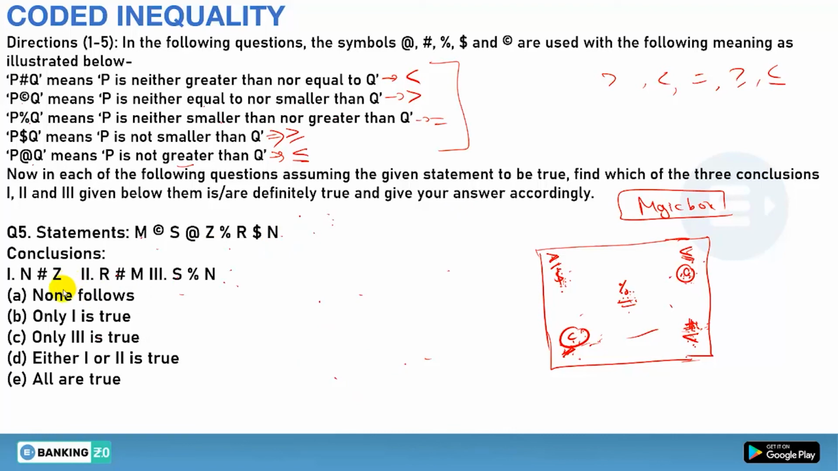Okay. So first of all, N to Z. So N to R, R to Z. So that is in backward. So percentage and dollar. Dollar will change into at the rate. So at the rate and percentage, final relation will be at the rate. But there you have a hash. So this will be wrong one.